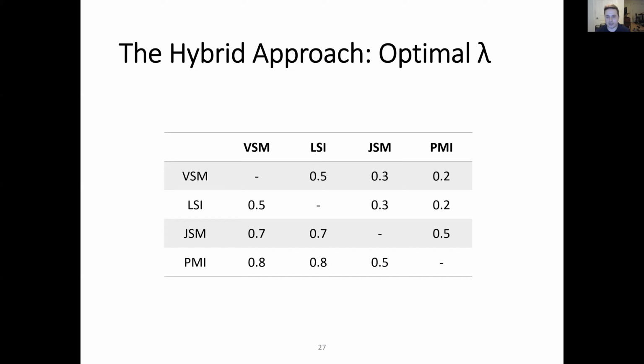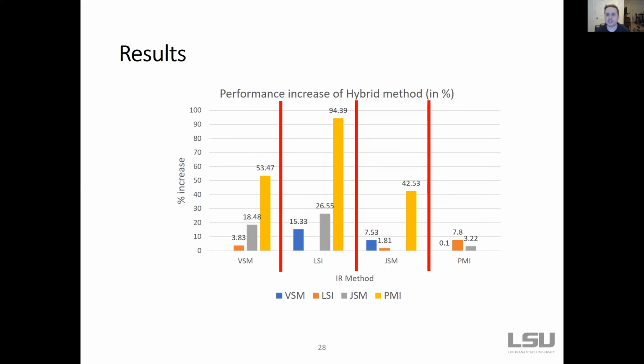So once we know the optimal lambda value, we run our analysis again. And here we measure the gain in performance: how much the performance of individual methods has improved after we combine them with other methods using the optimal lambda values we were able to find. For VSM, we can see there's a significant improvement in the performance, and the best improvement happened when VSM was combined with PMI. Keep in mind, this is just the percentage gain from the baseline, or from the individual method, and how much improvement happened after it was combined with other methods.